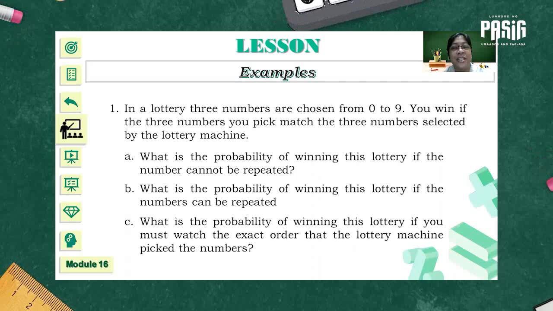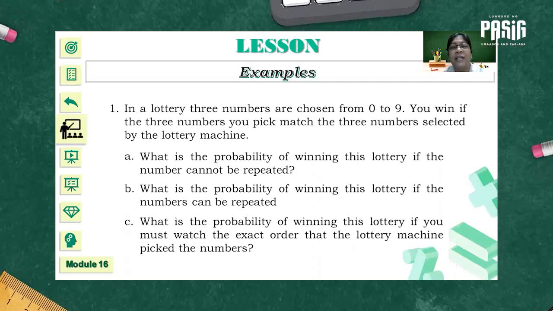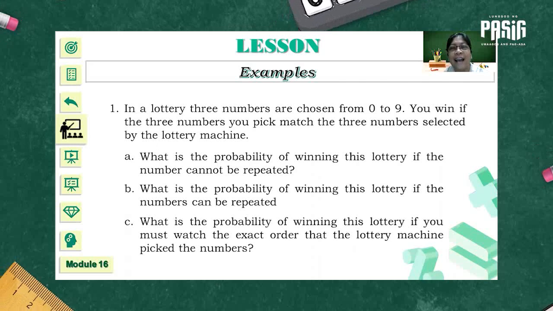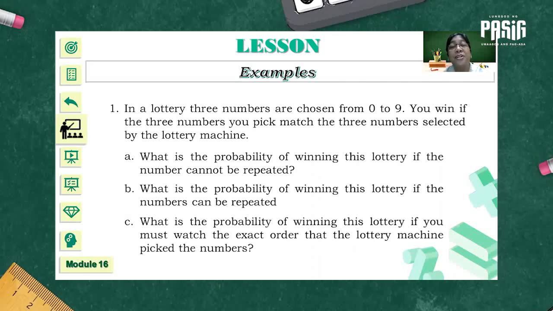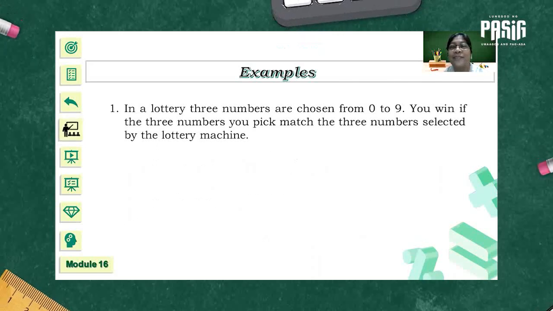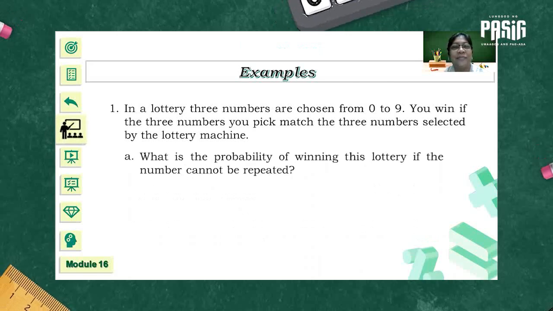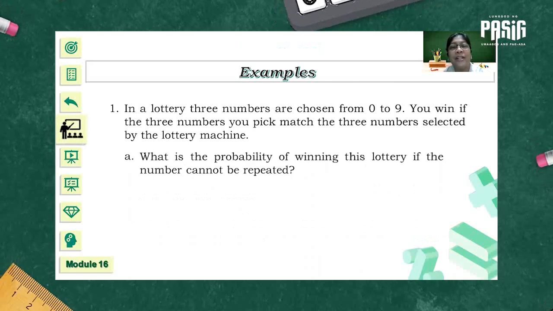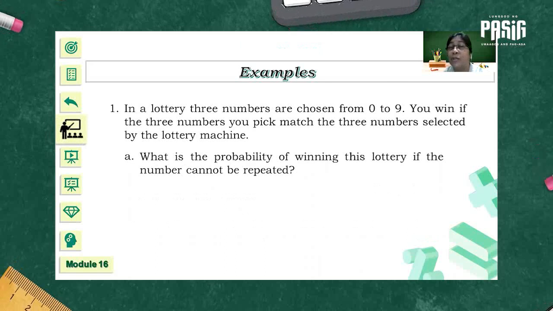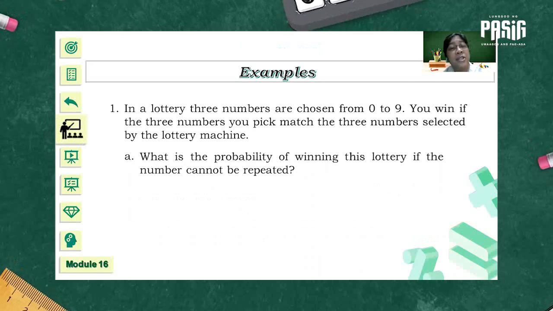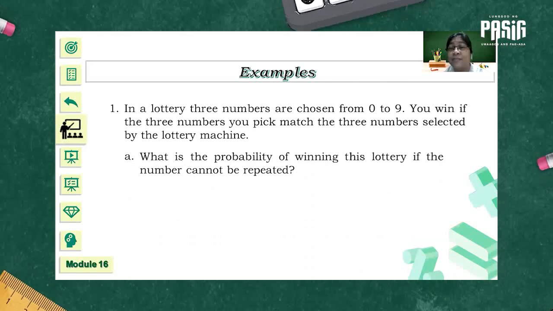How about letter C? What is the probability of winning this lottery if you must match the exact order that the lottery machine picked the numbers? Let's start with letter A. How are we going to solve for this? Are we going to use permutation or combination, or neither?